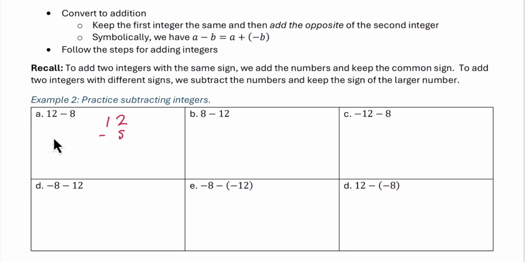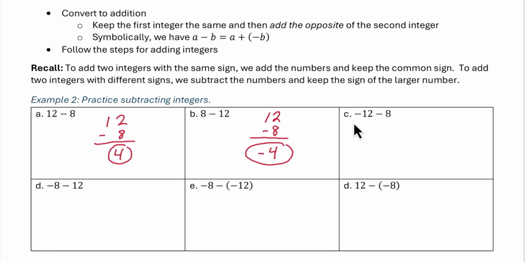12 minus 8. 12 take away 8 is 4. In the next example, we have 8 minus 12. Notice this time we're taking a larger number away from a smaller number. We're going to do 12 minus 8, and again we get 4, but this time we need to keep the sign of the larger number, the negative 12, so this is negative 4.